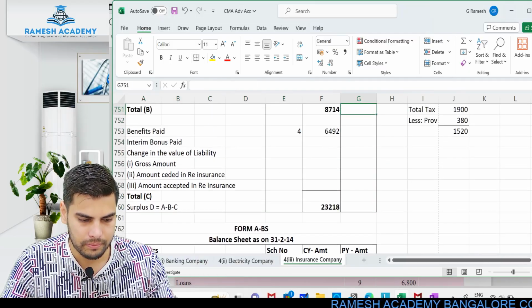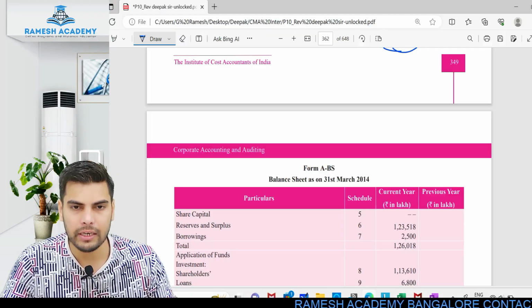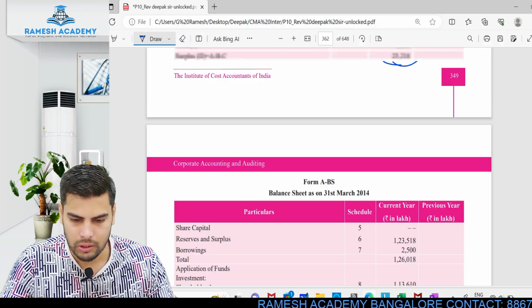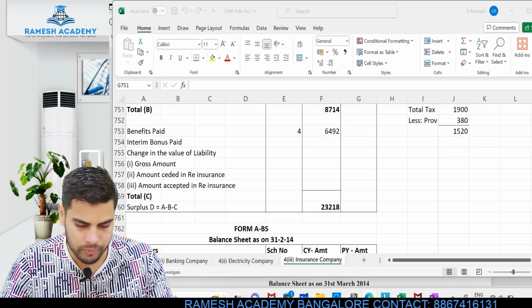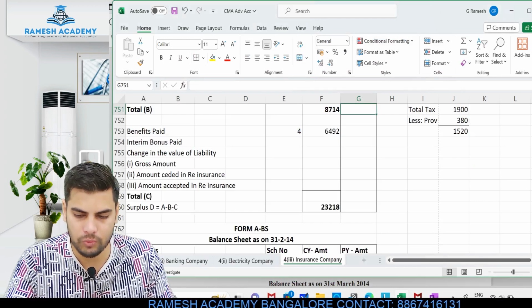Is this clear? Anybody having any doubt, any confusion so far? That's all, guys. If you see the P&L account, 23,218 is the value, or the profit. 23,218 is what we also got.